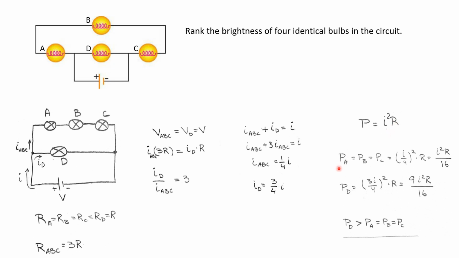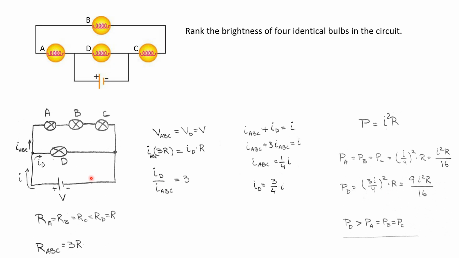The powers of light bulbs A, B, and C are equal because each of them has the same resistance and the same current going through it, which is 1/4 of I. So if we square I over 4 and multiply it by R, we get I squared times R divided by 16.